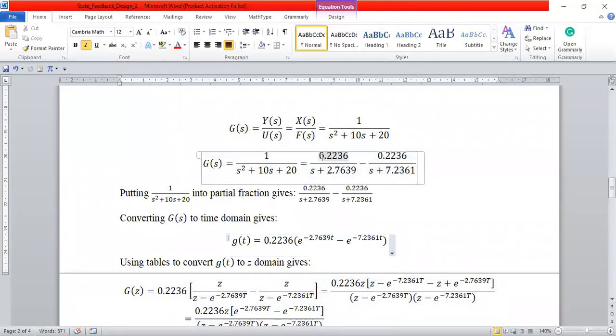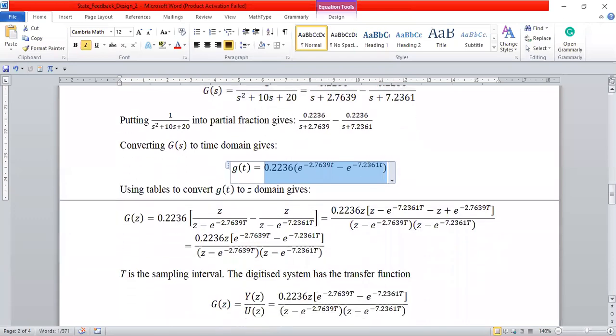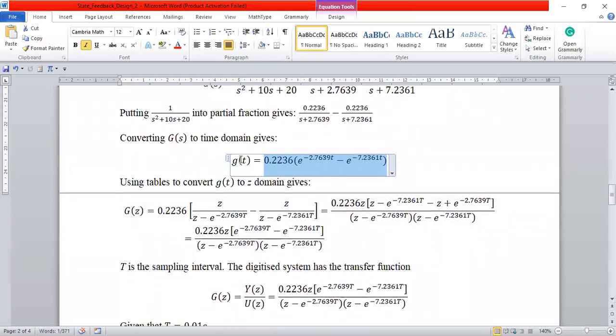So the first step, we've broken it down to partial fraction. Now we'll convert this into time domain. So you will do the inverse Laplace of this. And this is the inverse Laplace of this equation above. And after converting it into the time domain, we are going to convert to the z domain. So you use your tables, your z tables, to convert to the z domain.